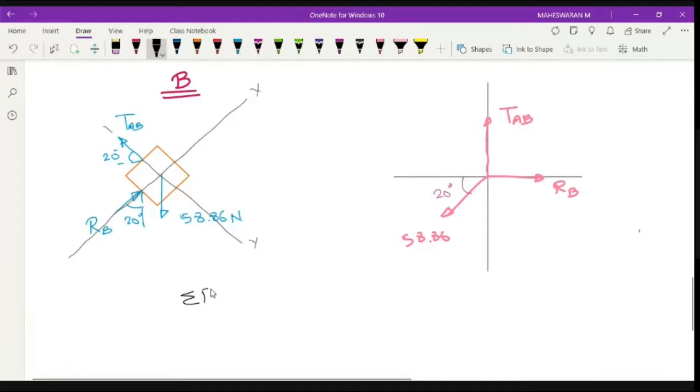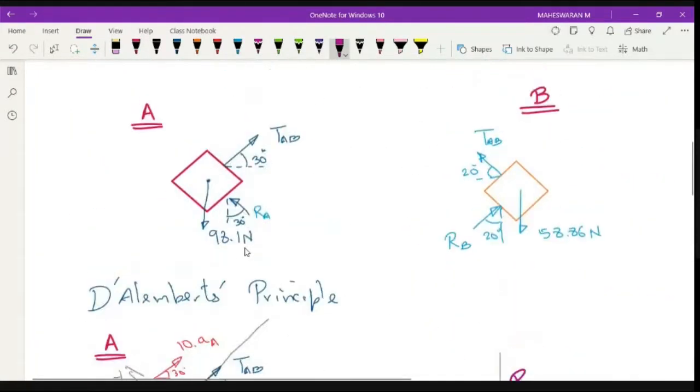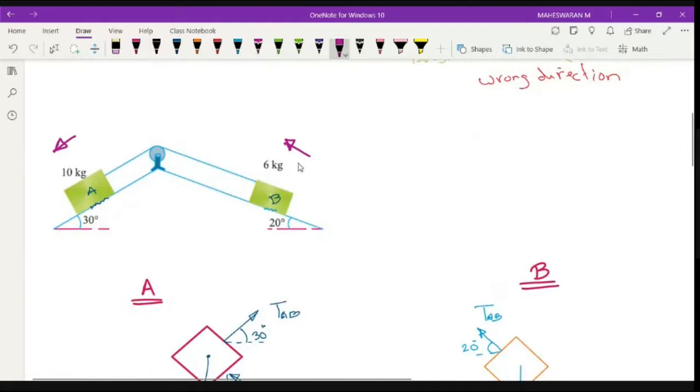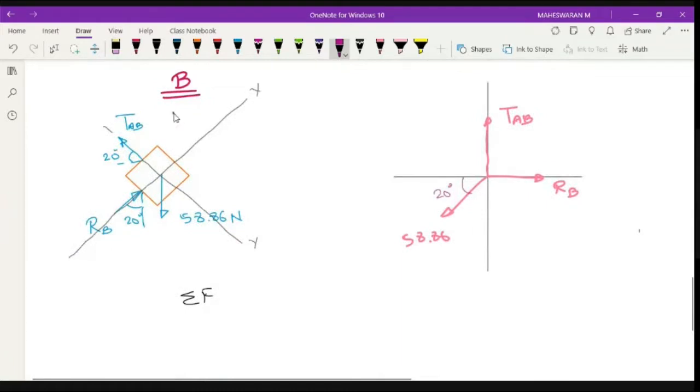So let me go for sigma Fx. As I told you, you can simplify the work. If you look here, Fx will have RB. I don't want RB, I want only the relation between TAB. Okay, I missed one force, which is your mass and acceleration. So the object is moving upward.